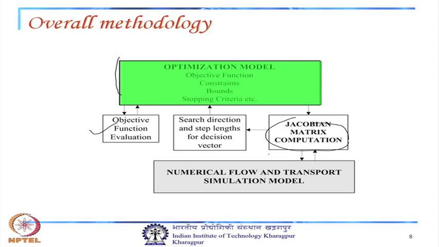So, first is identification of the proper transport process, that is, identification of a proper numerical flow and transport simulation model to simulate the complex hydrogeological system. Next is identification of a proper optimization model, and the intermediate things are your linking things, these are intermediate calculations.